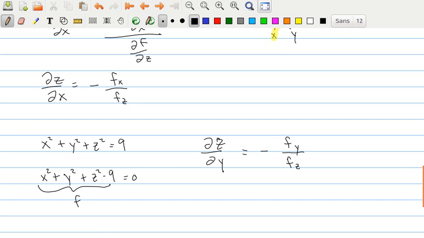We'll take its partial with respect to y, which is 2y. And we take its partial with respect to z, which is 2z, and we reduce that, so our partial derivative of z with respect to y is just negative y over z. So we didn't actually have to do a whole lot of work on here. We just used this quick formula, and that gave us our partial derivative implicitly.